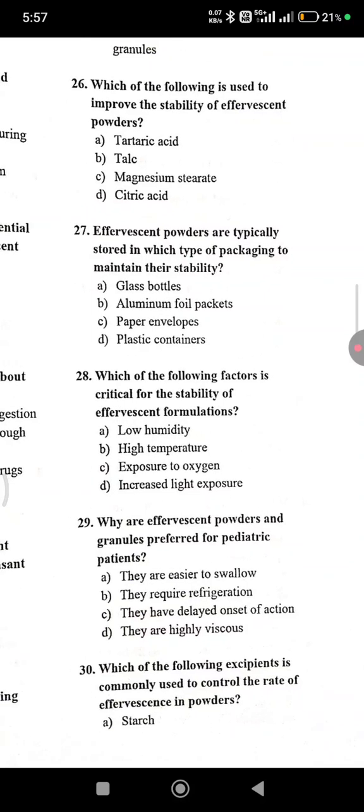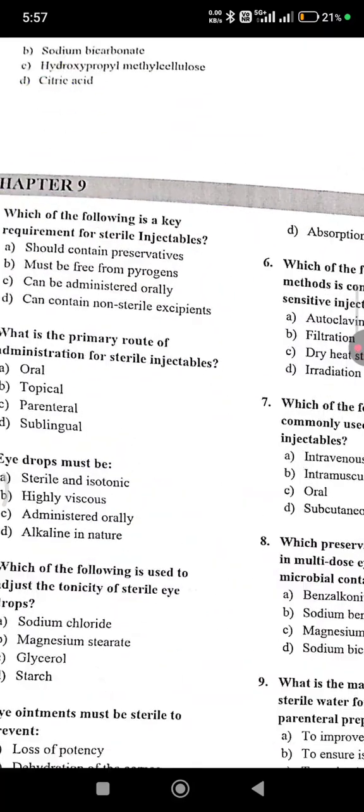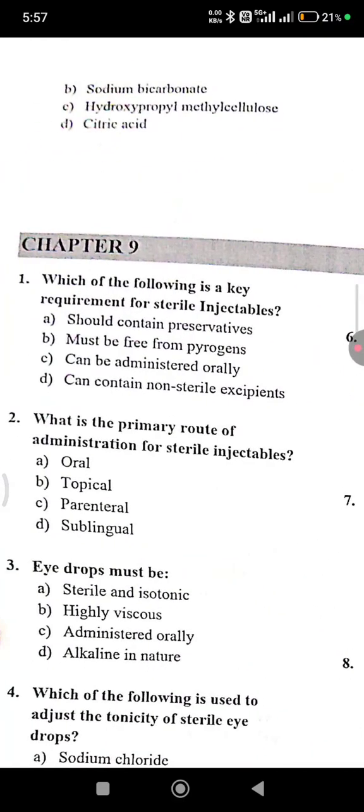Let's go to question number 30. Which of the following excipients is commonly used to control the rate of effervescence in powders? Option A, starch. Option B, sodium bicarbonate. Option C, hydroxypropyl methyl cellulose. Option D, citric acid. So the right answer for this question is sodium bicarbonate.